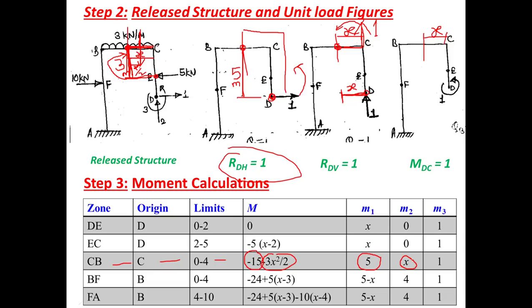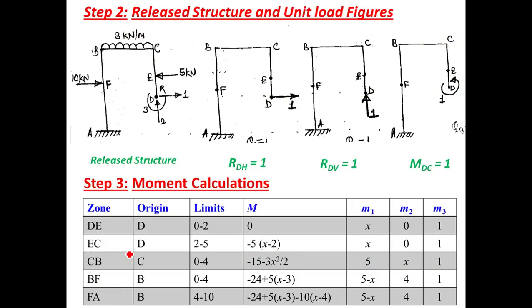And on the third figure, MDC equal to 1, actually if you take a section in any zone, on the right portion there is a moment always, and that's why all 5 elements of the M3 column are 1. So M3 column, again right portion of the BC zone, the same moment, that is anti-clockwise 1, means plus 1. So this is about the third zone in the given portal frame.